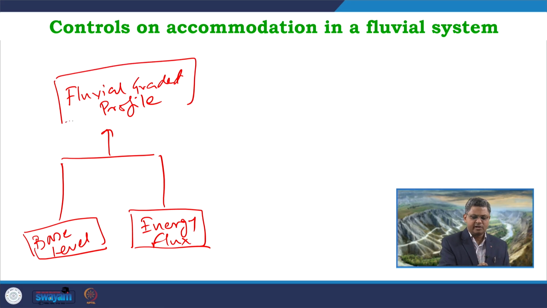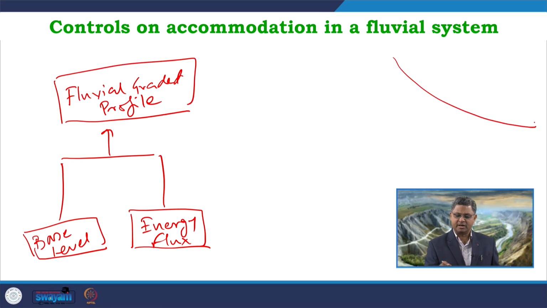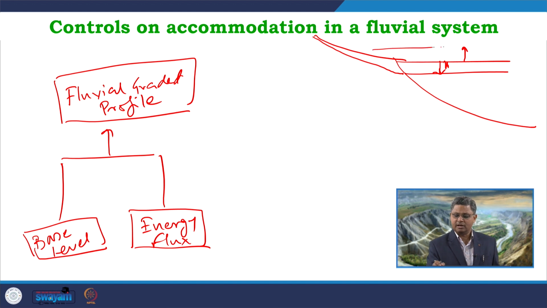These two factors together will decide the position of the fluvial graded profile. So, for example, if I draw a marginal marine basin and then you have this downstream controlled part of the fluvial system. This base level, if its position is falling, it will come down to this. So, this fluvial graded profile has to adjust itself like this. If the base level is rising over here, the new base level is this, and the fluvial graded profile has to change its position like this.